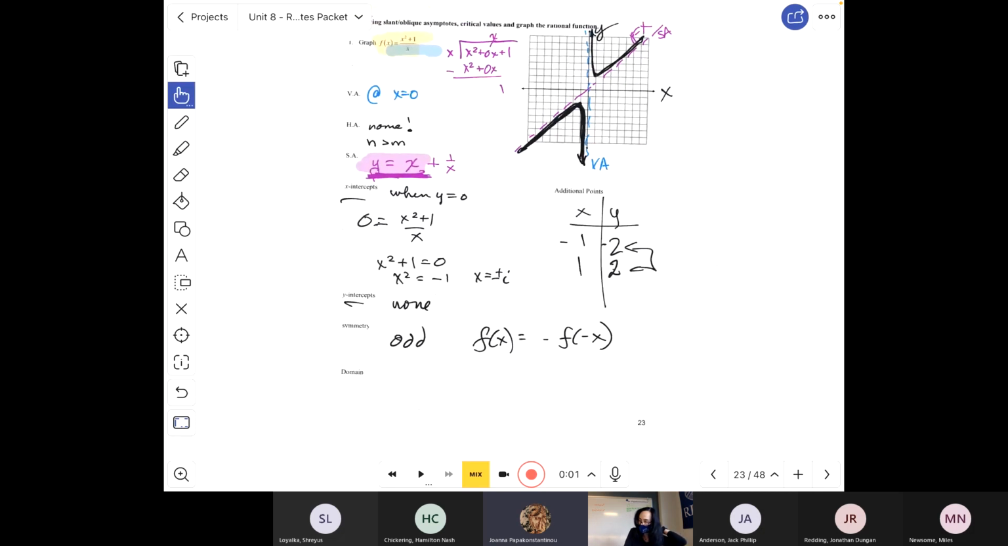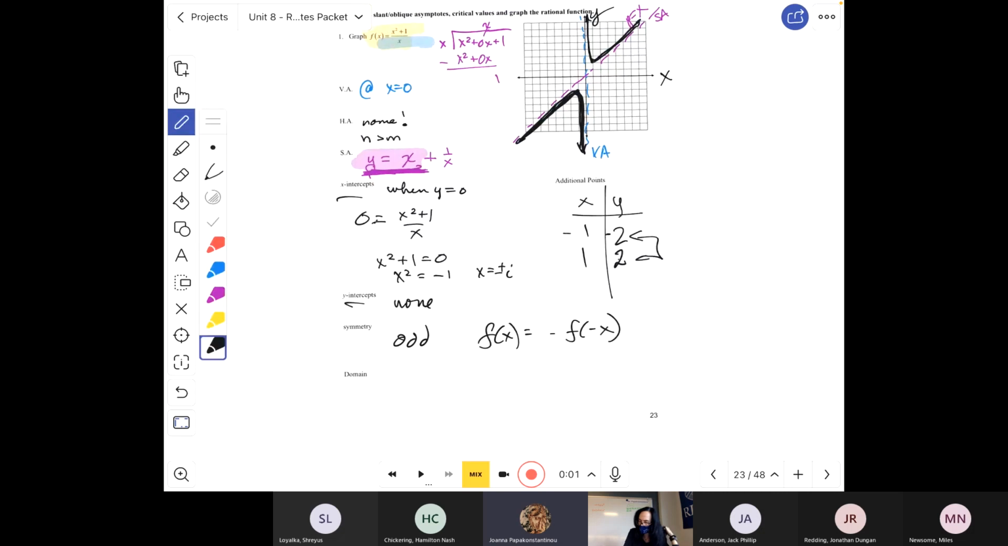And can you tell me what the domain is of this function? Domain. All real numbers except 0. Yes. Good. That's beautiful.